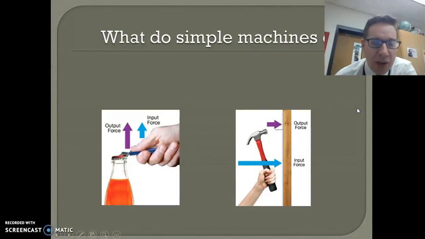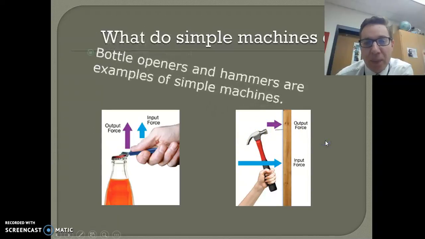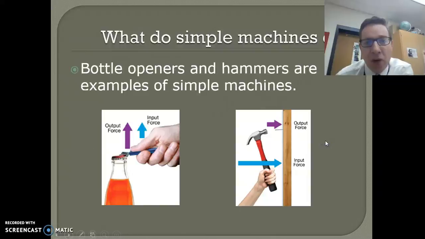Here is a simple machine. It's a lever. There are 2 different types of levers here. The input force on a bottle opener is me lifting up on this end, and the actual bottle cap being pried open is the output force. On a hammer, if you swing the hammer at the bottom, that's the input force, and then at the top, the hammer head hitting the nail is the output force. So bottle openers and hammers are examples of simple machines.